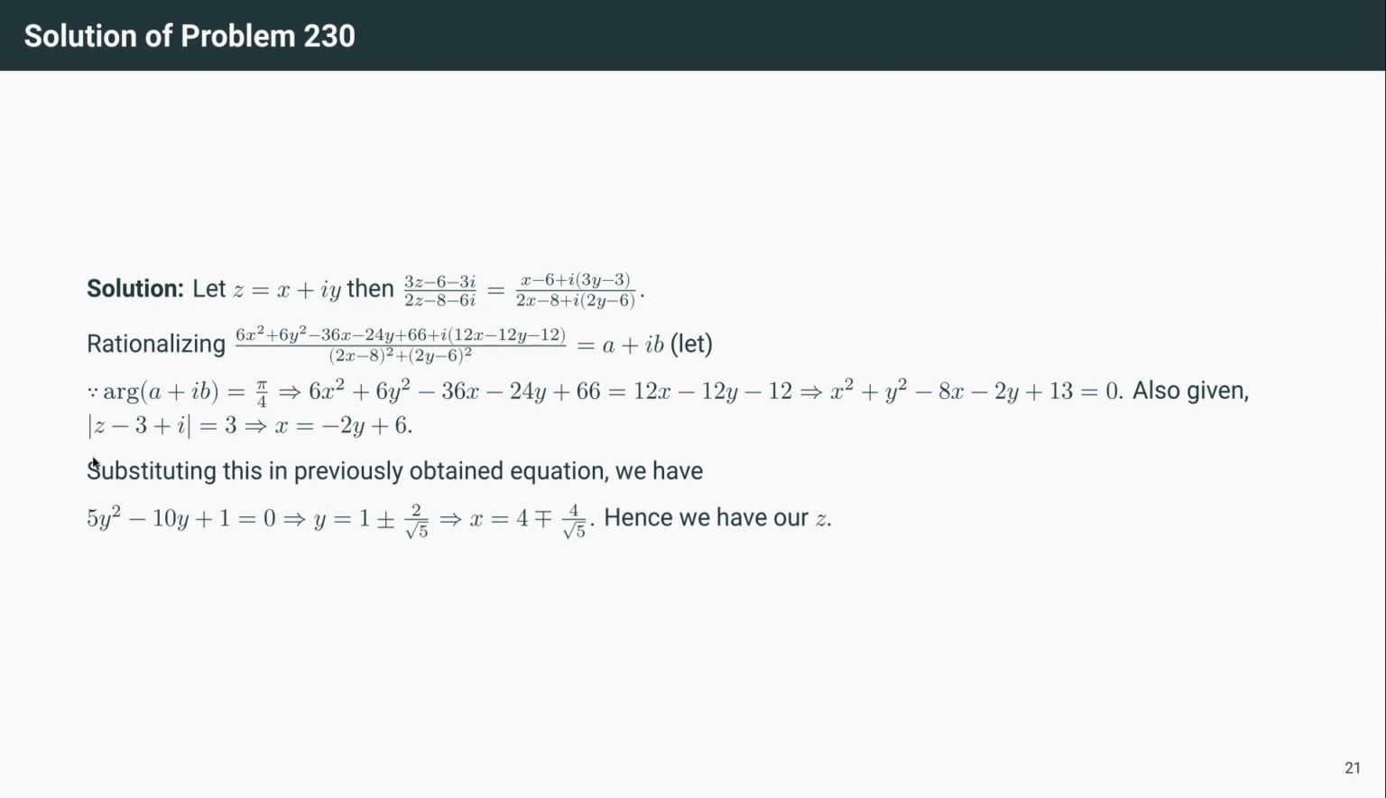Now we are also given that mod of z minus 3 plus i is equal to 3, which essentially means x is equal to minus 2y by 6. So we substitute this over here, we get 5y square minus 10y plus 1 is equal to 0. That means y is equal to 1 plus minus 2 by square root of 5, and x is equal to 4 minus plus 4 by square root of 5. Once we have found x and y, we have our z.